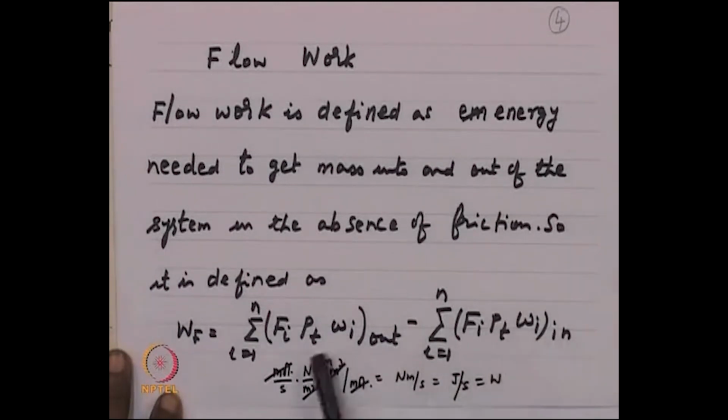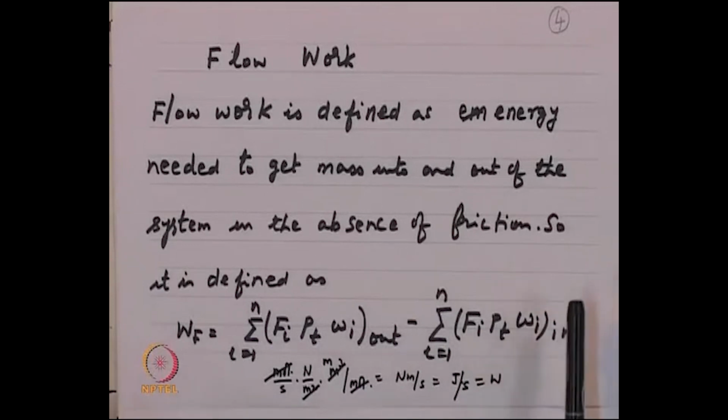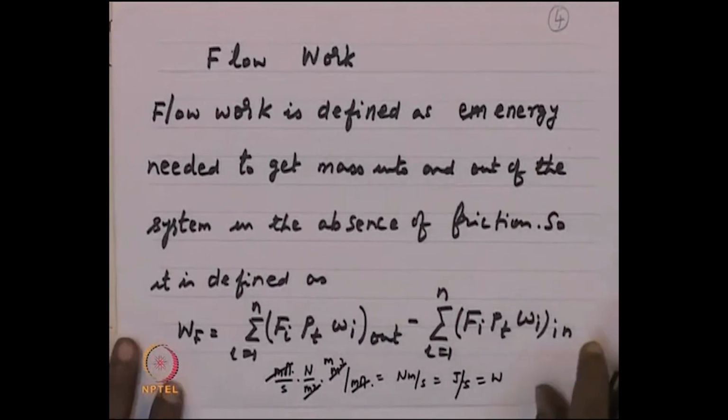So, this is the point that I am trying to get across to you: flow work represents the difference between Fi Pt omega I out minus Fi Pt omega I in, and this term in a reacting system can be different. Therefore, this minus this can be positive or negative, and if it is negative, you have to put in work to make fluids go in and come out of the system. So, flow work is an instance where you may need to put in work to get fluids in and out of the system. Okay.